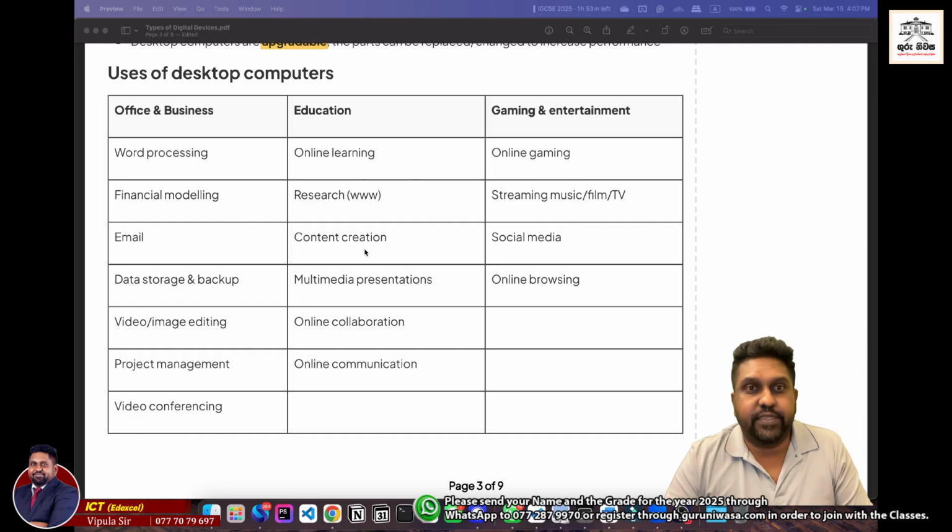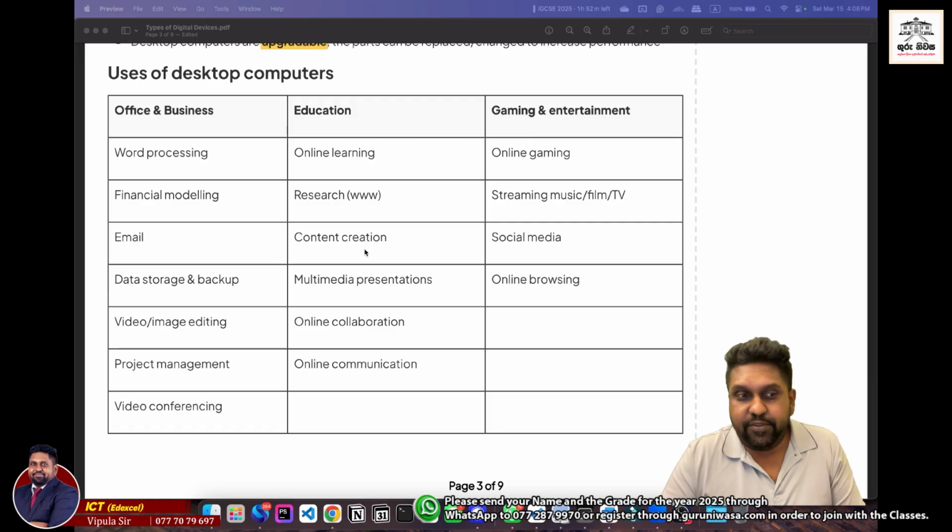So education, that's another specific point, right? So education wise, we have online learning, we have the ability to research using the internet, right? And content creation, multimedia presentations, as well as online collaboration and online communication.